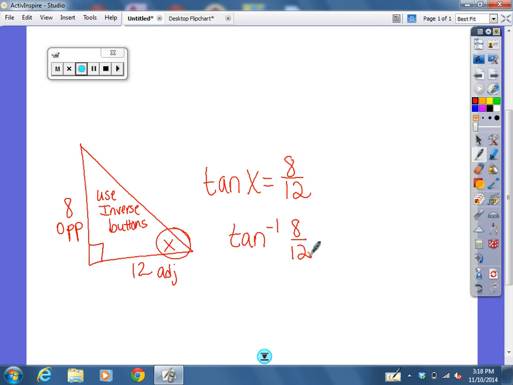And all I have to do is plug that into my calculator. I hit the second button, the tan button, I type in 8, the divide button, and 12, and hit enter. And I get that that angle is 33.7.